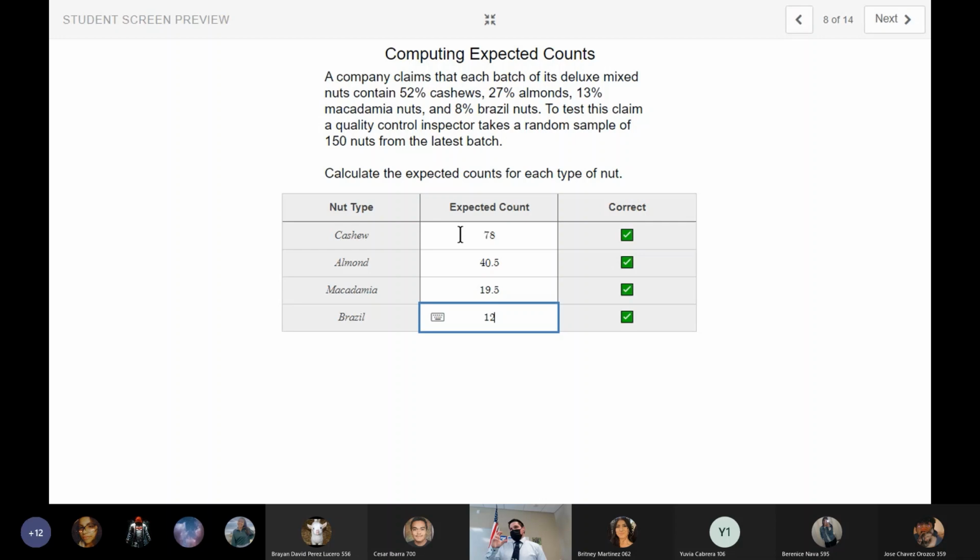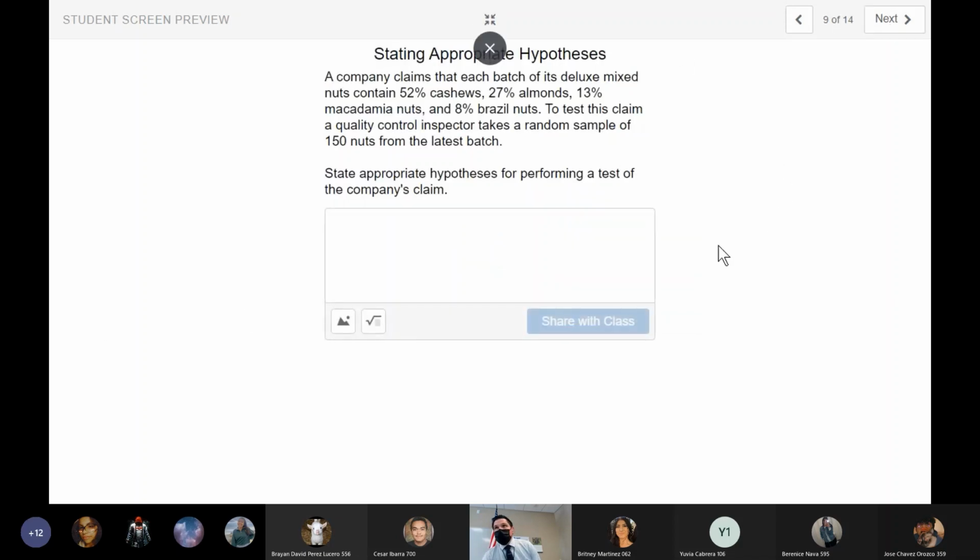Again, remember, the values we use for our chi-square test will be the count, not a percentage, not a proportion. Okay. Is there anything I can clarify on this one? Any questions? All right, move on to the next one.